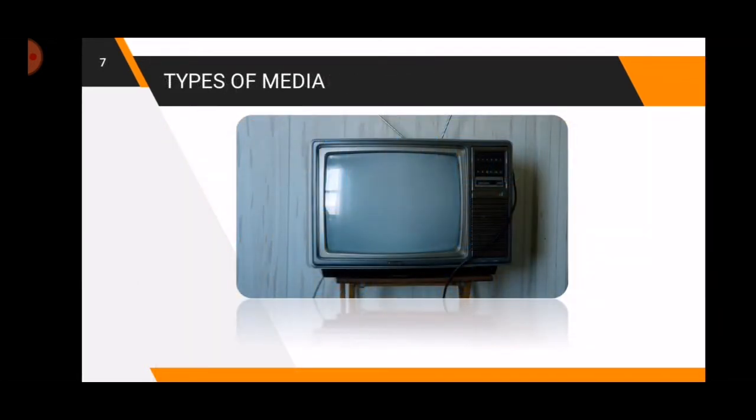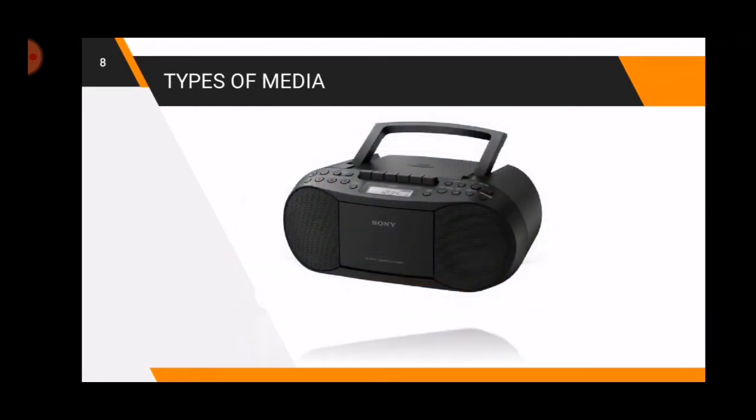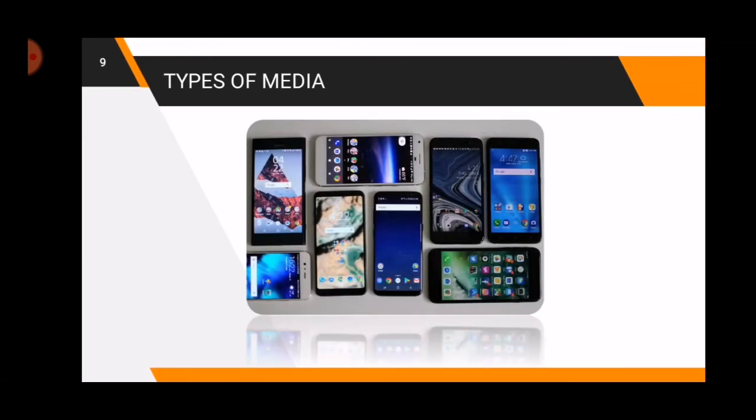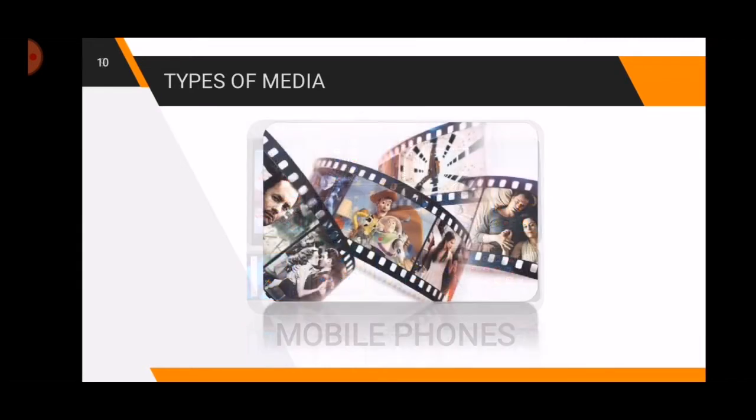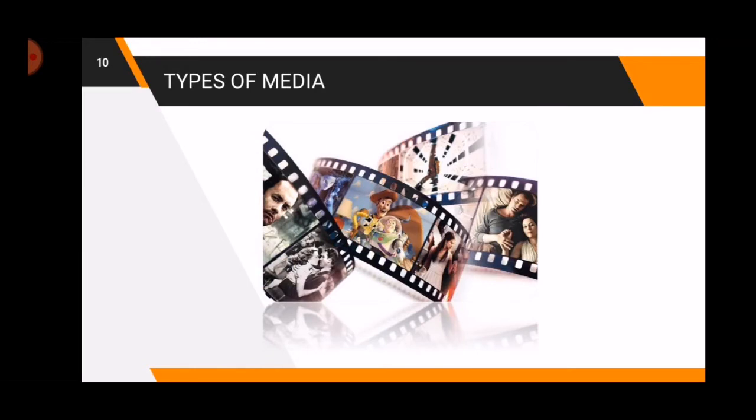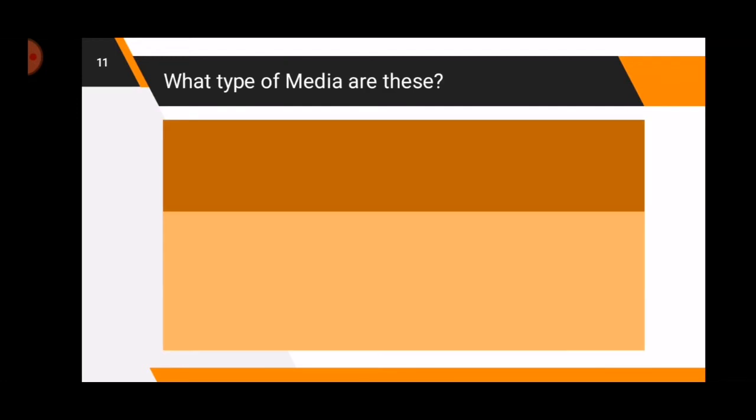Next. So I'm sure you're very familiar with this. This is a television, an old kind of television. Next, of course, this is radio, where we can hear or listen to music. How about this? Of course, these are mobile phones and we are using them every day. How about this? We can see Toy Story and Avatar. So these are movies and films.